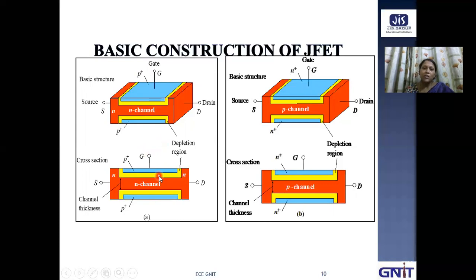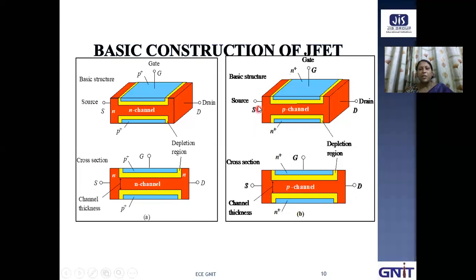Why depletion region? As you know, the basic theory of PN junction diode. This is the P region, this is the N region. So obviously, if there is no applied bias, there is still an inbuilt potential and a depletion region is there. As you all know, this is the basic theory of our normal PN junction diode.